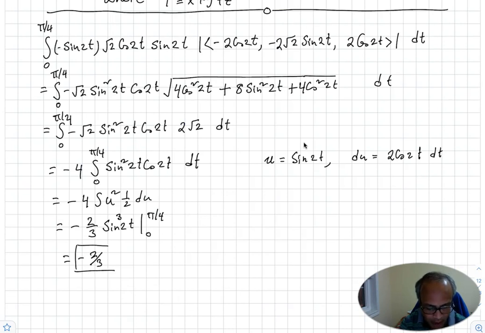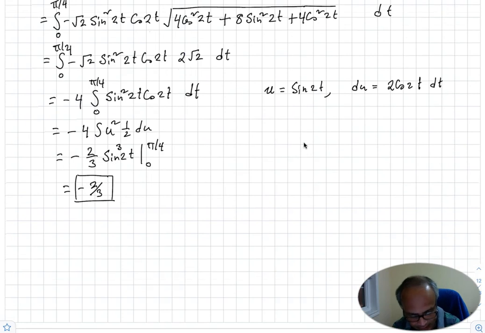The answer is negative. The answer is negative due to the direction of the path. So for this example, we are going to discuss why it is negative or positive. As we mentioned earlier, the path integral can be negative. The point that I want to mention is we can repeat this exercise.